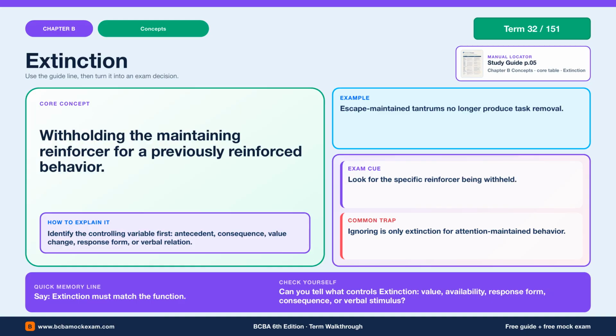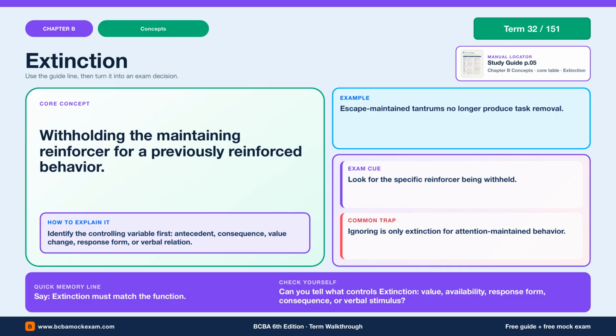Extinction means withholding the maintaining reinforcer for a previously reinforced behavior. The key phrase is maintaining reinforcer. For example, if tantrums are escape maintained, extinction means tantrums no longer produce task removal. The exam cue is the specific reinforcer being withheld.